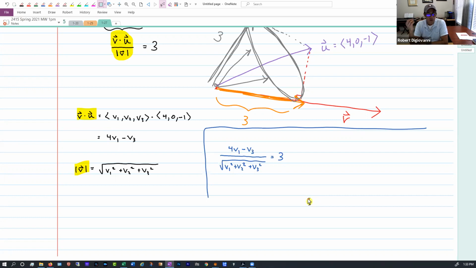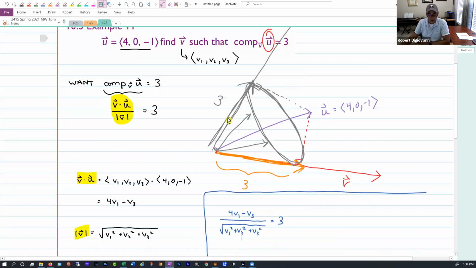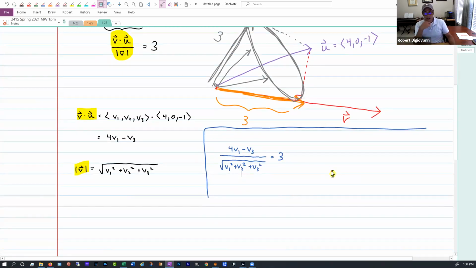Okay, so because we have infinitely many answers, and the question just said, find v, that means find any v. That means we can come up with any v we want as long as it satisfies this equation. So what I'm going to do is start to fix some of these variables. I'm going to choose them to reduce this down to a single equation with a single unknown. Single equation, single unknown. So I'm going to be smart about this.